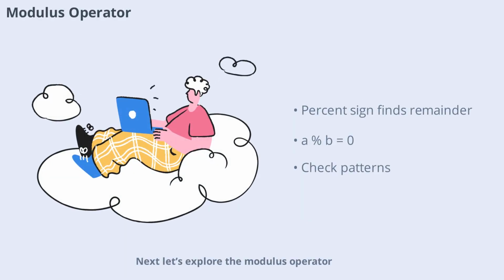Next, let's explore the modulus operator. The percent sign (%) is used in JavaScript to find the remainder after division. When you write console.log(a % b), JavaScript calculates the remainder of a divided by b. With a as 10 and b as 5, the result is 0. Modulus is useful for checking even or odd numbers, cycling through values, or handling repeating patterns. It's a handy tool for many programming challenges.